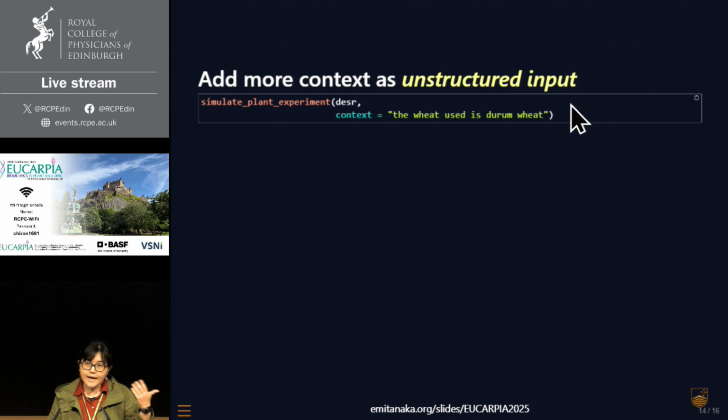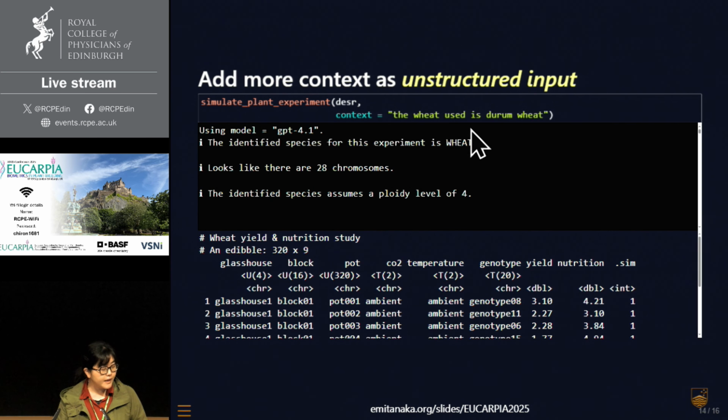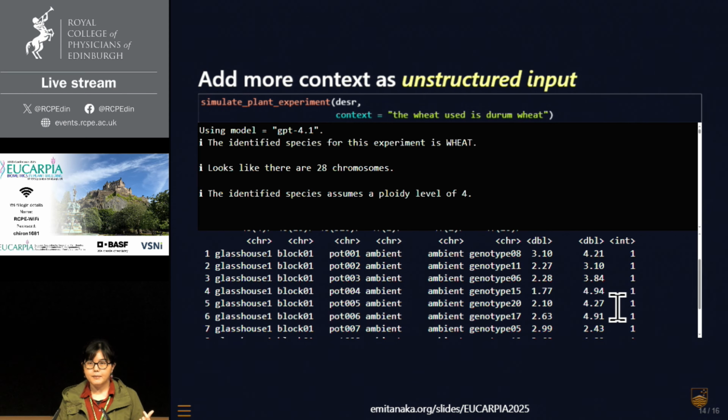Now, you can add more context. So you might go, no, it's not a bread wheat, it's actually a durum wheat. So I'm just adding a brief context and saying, well, the wheat used is actually durum wheat. Again, really, really low burden on the person who's using it, but I'm trying to leverage what's basically like an entity that has a lot of information. And then from there, it recognizes it's a durum wheat. It says that, okay, it's 28 chromosomes, and assumes tetraploid, and then generates a simulated data.